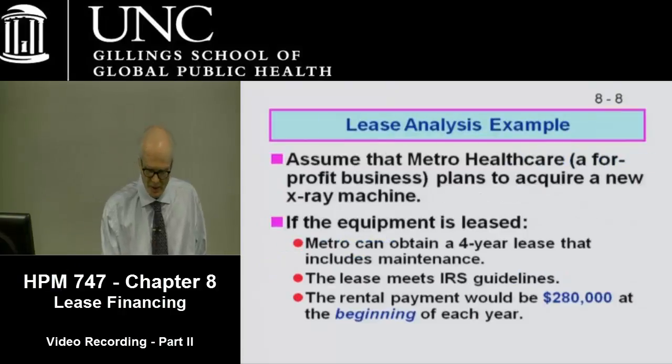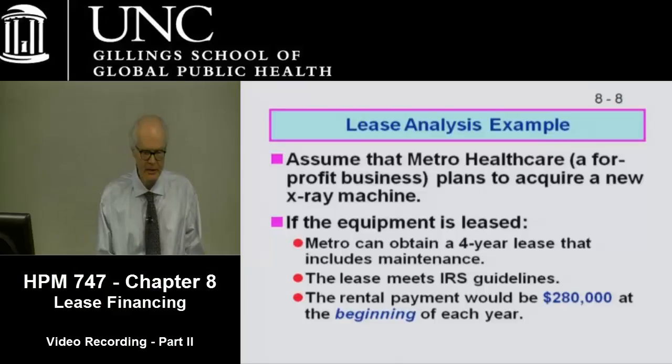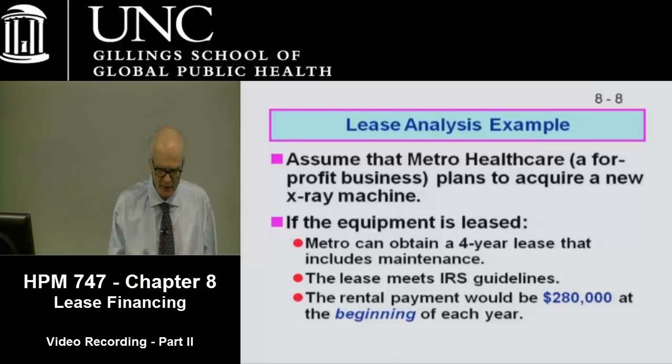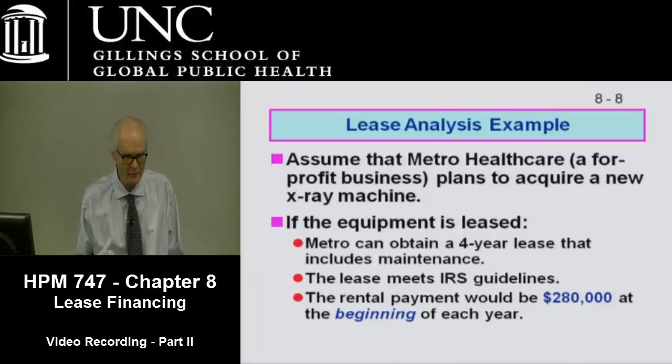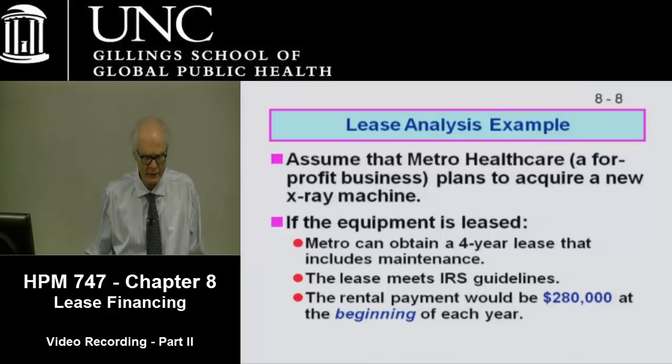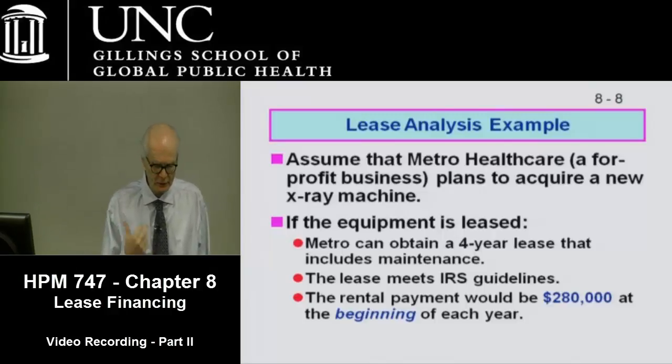These are the kinds of arithmetic we're going to look at here. So we've got Metro Healthcare, and we'll go through the for-profit example just because it's easier to start that way, and then we can relax the assumptions for not-for-profit. It's going to acquire a new X-ray machine. It has a 4-year lease, which includes some maintenance.